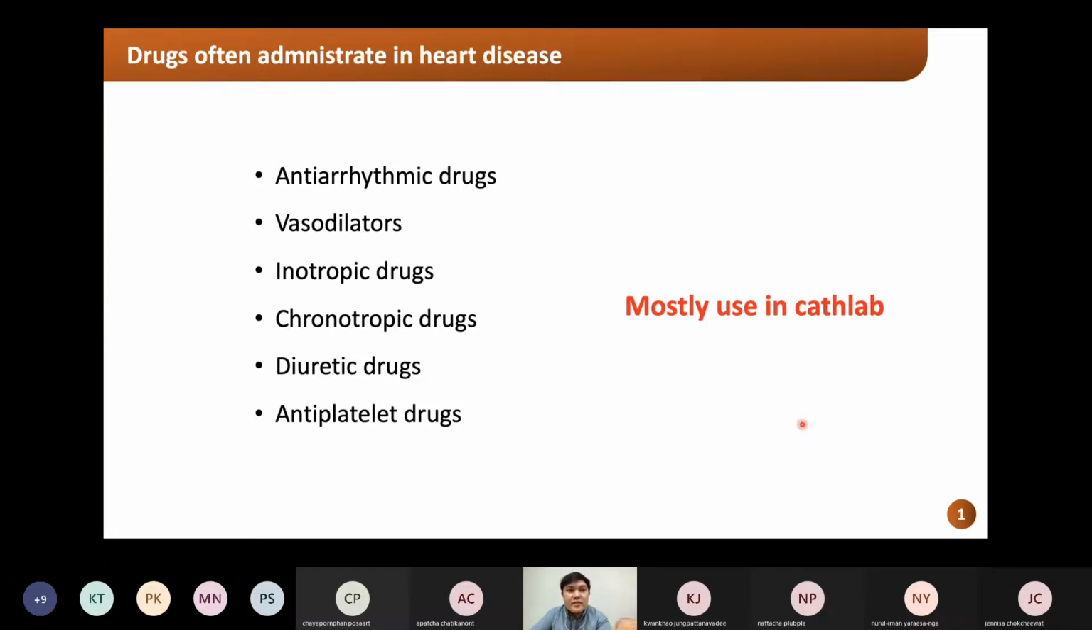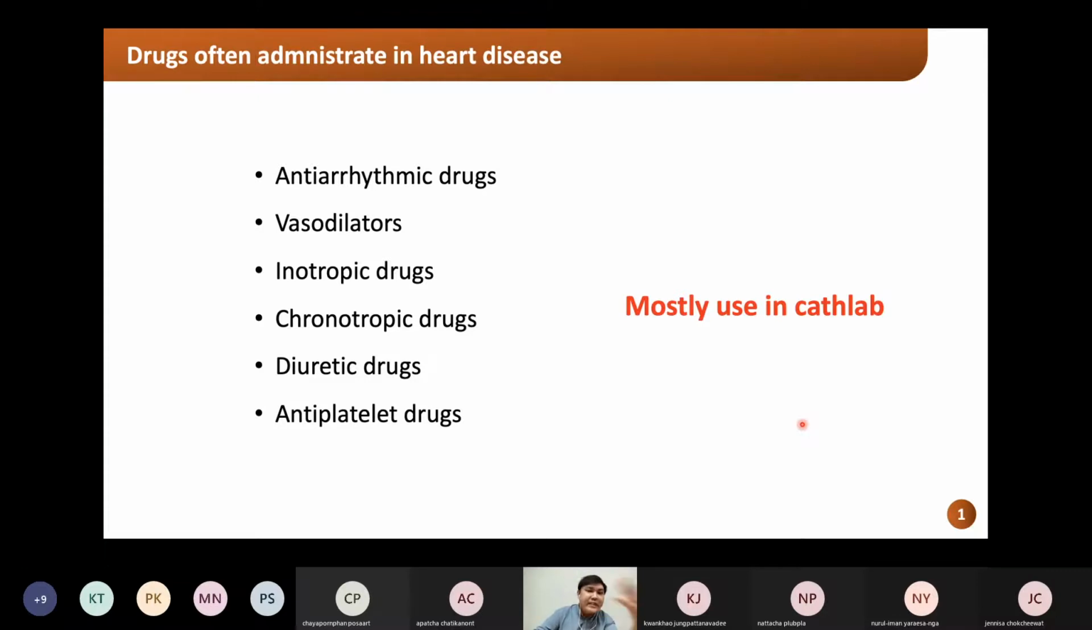So here on the screen are the drugs that are often administered in heart disease. But anyway, there are a lot of drugs, and the list I show you on the screen is just an example of those mostly used in the cath lab, in elective cases, emergency cases, or when some critical event happens in the cath lab and we need to resuscitate the patient. So here are some examples of the drugs or agents often used in the cath lab.